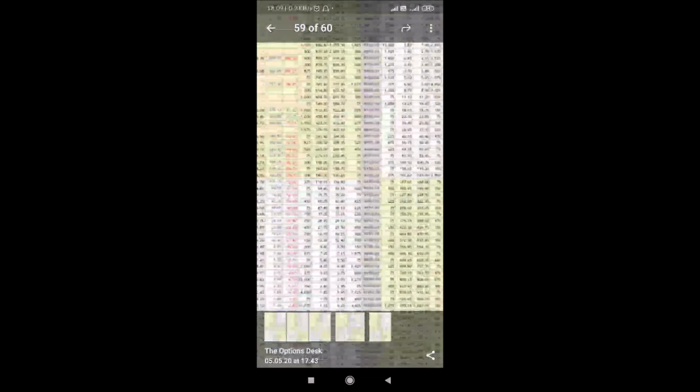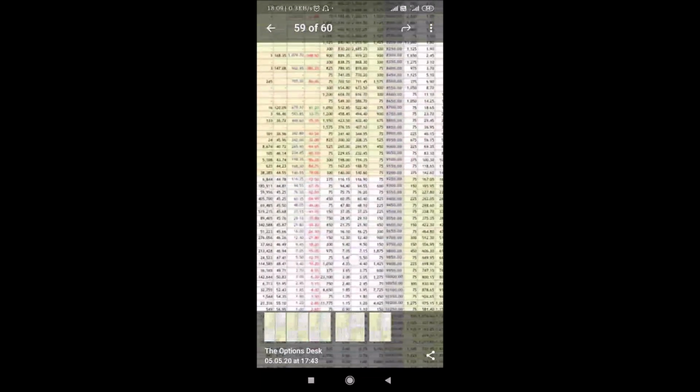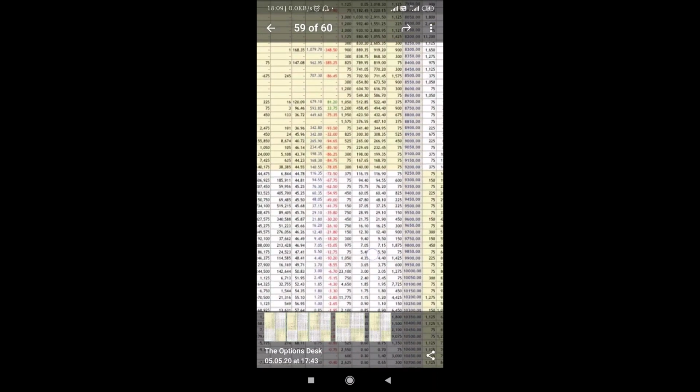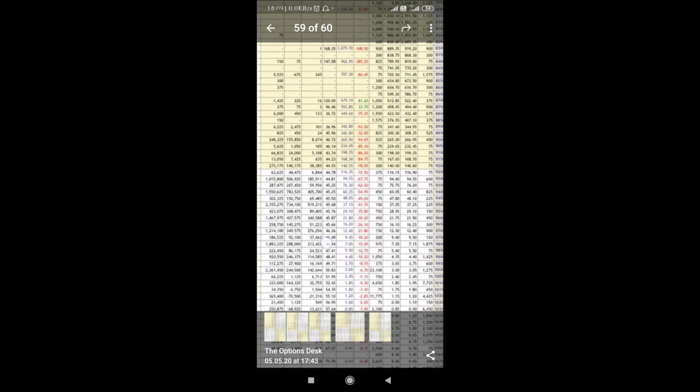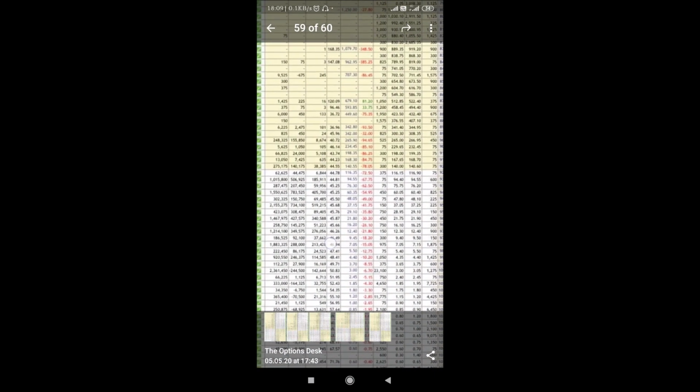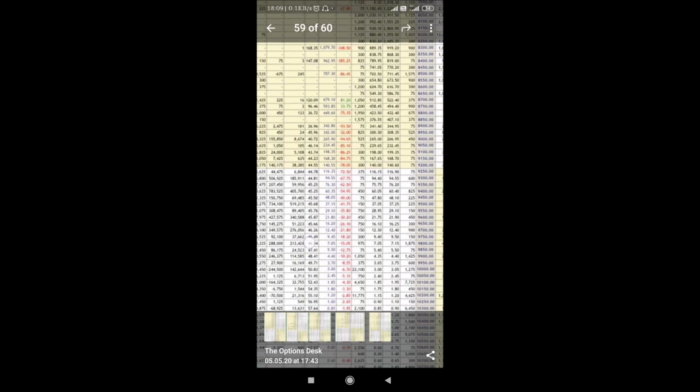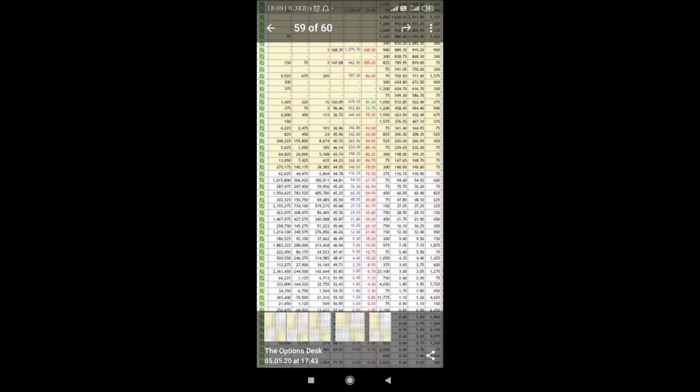Now this is 3 p.m., so let's directly jump to 3:10 p.m. As you can see, at 9500 the call writing is approximately the same, that is 7,34,000, and at the 9400 level also 7,83,000. The change in OI is still the same. Now we'll go to the final time frame, that is 3:20. That was the final option chain screenshot at 3:20.